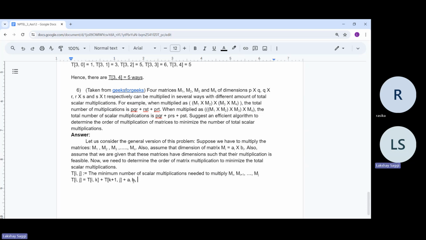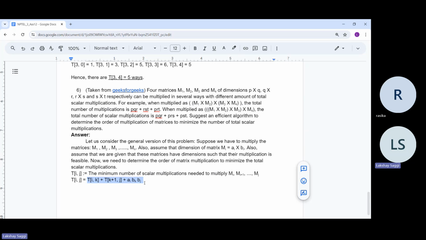And then the last term will be the number of columns of j, bj. Now you could have written this as bk, or you could have written it as a(k+1), and both will be the same. This is what we'll be obtaining if we multiply the first k matrices.